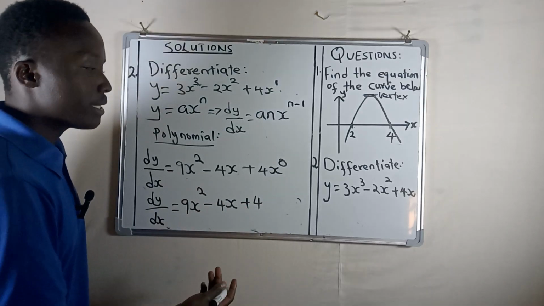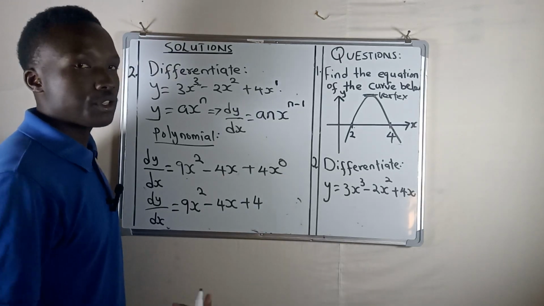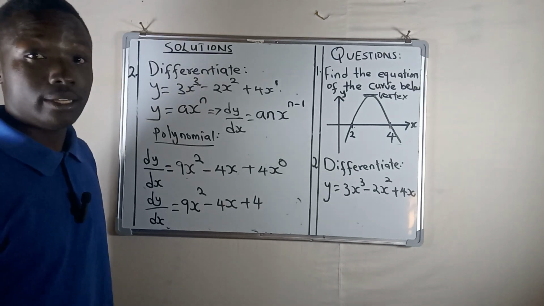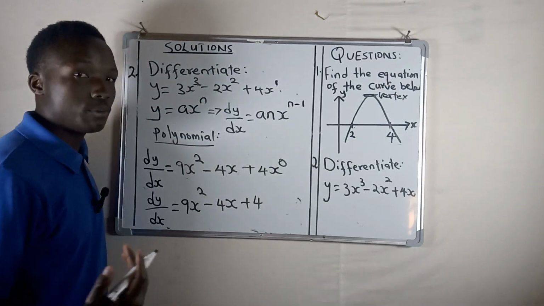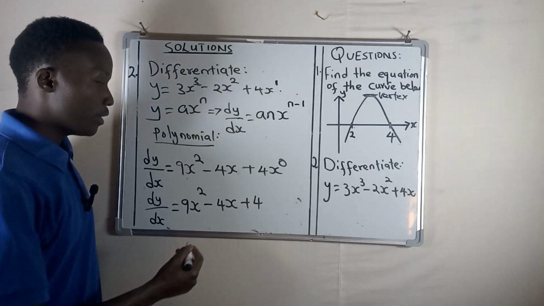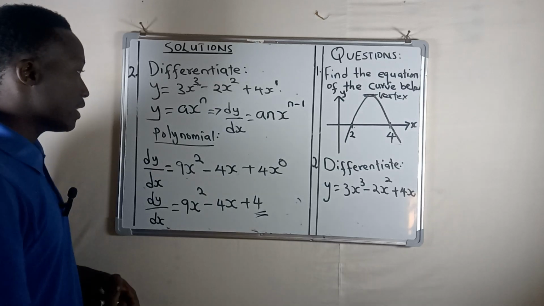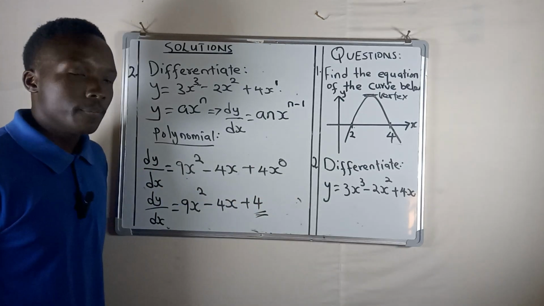Why 4? Because any number raised to power 0 is 1. Remember, we mentioned under indices that any number raised to power 0 is equivalent to 1, and we simply call that the zero index. So generally, that is how you differentiate to get the derivative of this function.